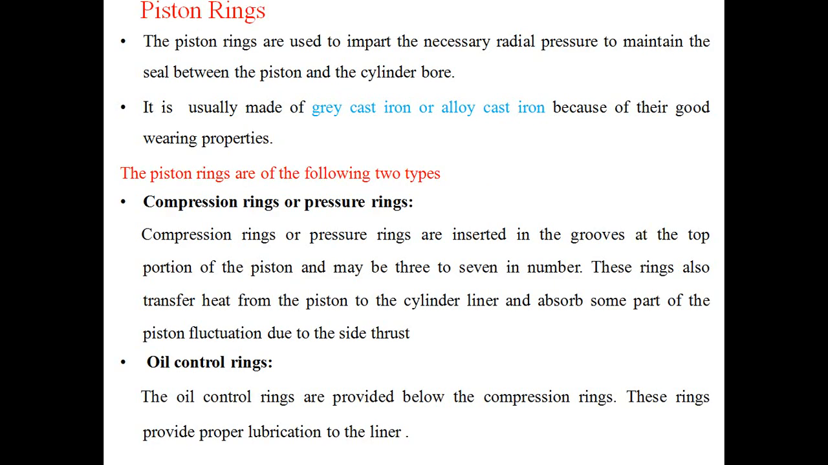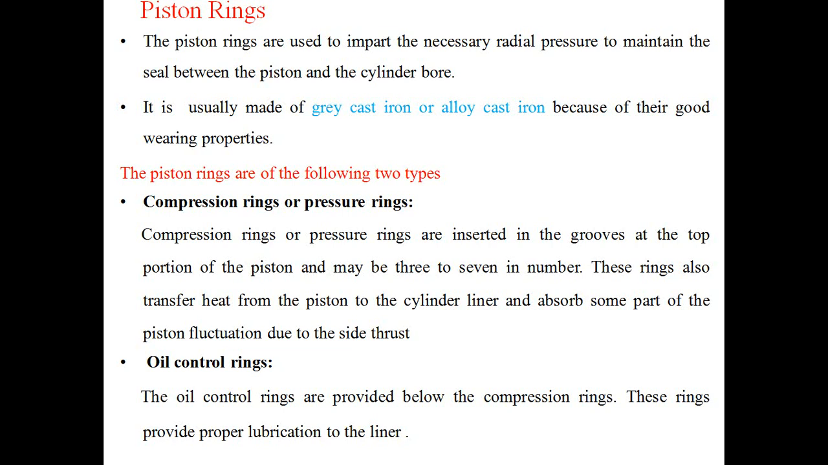Piston ring. As we have already discussed the function of piston ring, it is basically used to prevent the leakage between the piston and cylinder. The piston rings are used to impart the necessary radial pressure to maintain the seal between the piston and cylinder bore. The piston ring is basically made up of grey cast iron or alloy cast iron because of their good wearing property. There are basically two types of piston ring used in IC engine. One is the compression ring, also known as pressure ring, and second is the oil control ring.